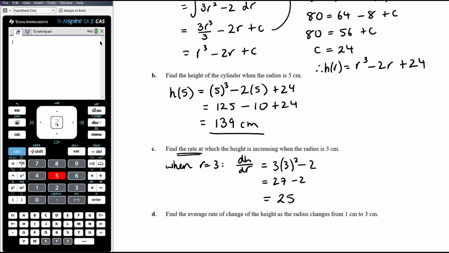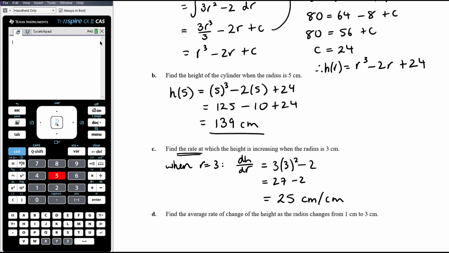Now let's think about the units here. So it's dh/dr, so units of height compared to units of radius, which are both in centimetres. This is centimetre per centimetre. So for every 1 centimetre change in the radius, we get a 25 centimetre change in the height.